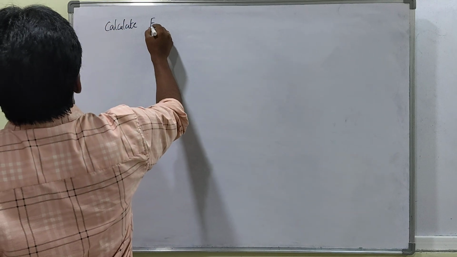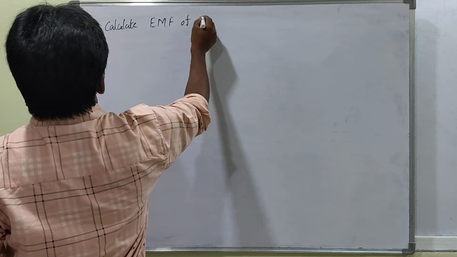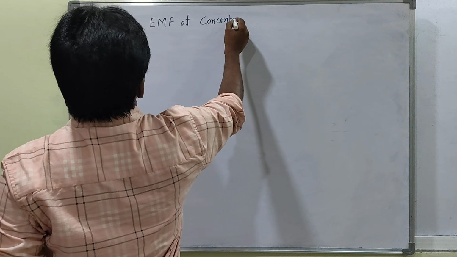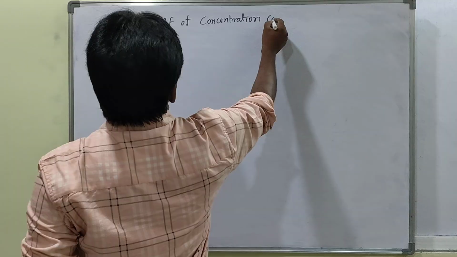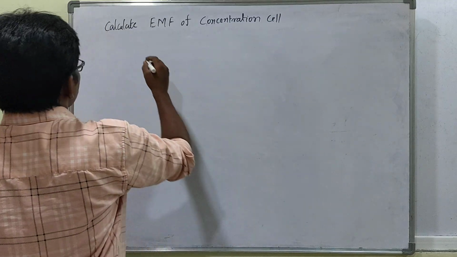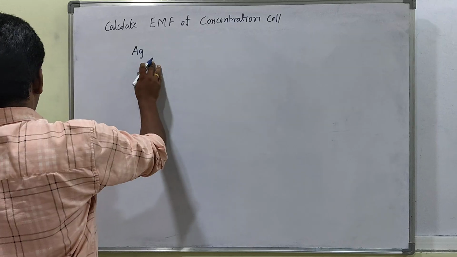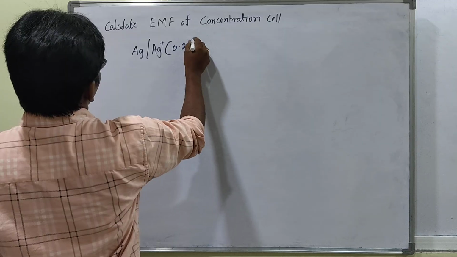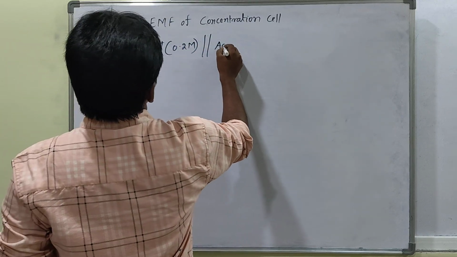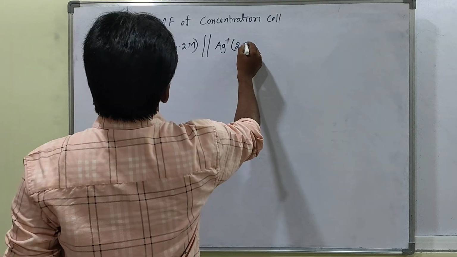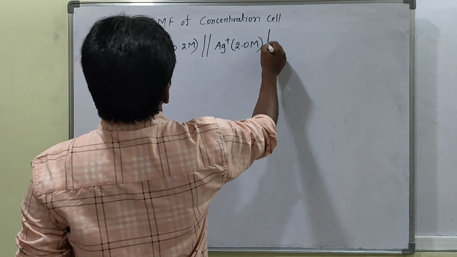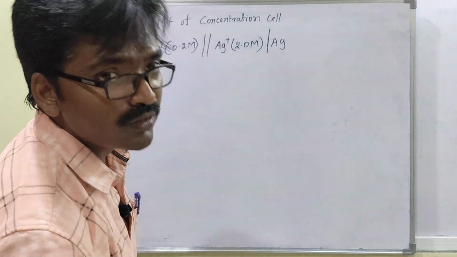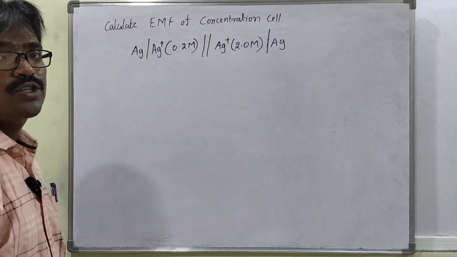Calculate the EMF of the concentration cell. The concentration cell is given like this: Zn, Zn²⁺ (0.2 molarity) double line Zn²⁺ (2.0 molarity), Zn. Calculate the EMF of the cell. They're asking us to find the EMF of the cell.